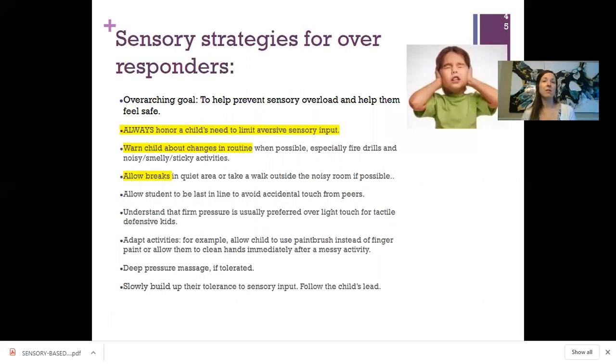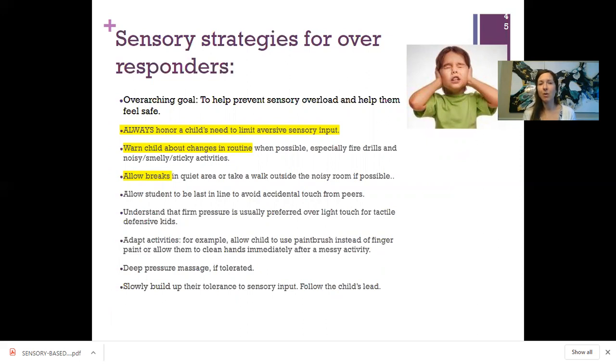So, strategies to deal with over-responders. The overarching goal is you want to help them prevent sensory overload, and you want to help them feel safe. These kids are in their fight or flight response a lot more than they should be, and so you really want to prioritize them feeling safe. As a result, you always want to honor their need to limit aversive sensory input.